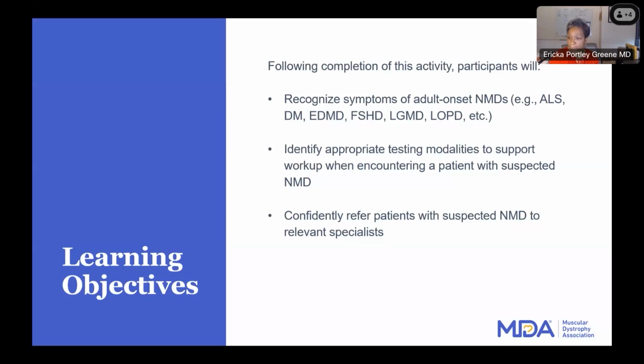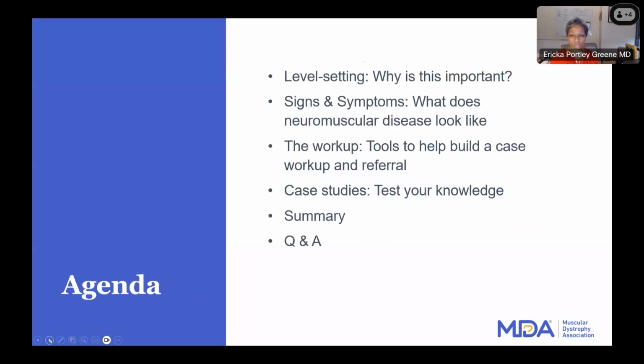For the agenda, we'll do some level setting. Why is this important? What are the signs and symptoms? What does neuromuscular disease look like? And what are the tools that we use to evaluate a case or screen for a case? Then we have a couple of case studies to test your knowledge. You'll hear myself and Dr. Shroff express what red flags we've recognized, and then we'll summarize and open up to a Q&A.